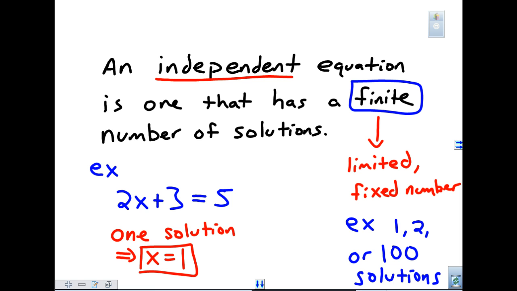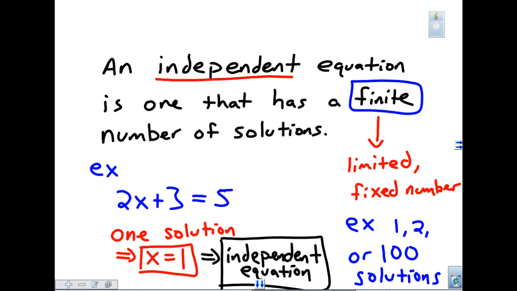So for example, the equation 2x + 3 = 5, as we saw in an earlier video, only has one solution, which is x = 1. Because it's a finite number of solutions, this is an independent equation. So that would be how we categorize this type of equation. It is independent. Most of your equations will probably fall in this category.